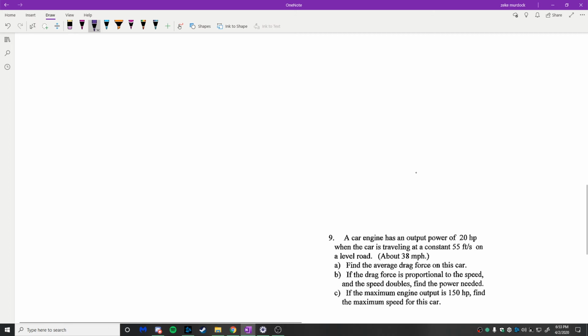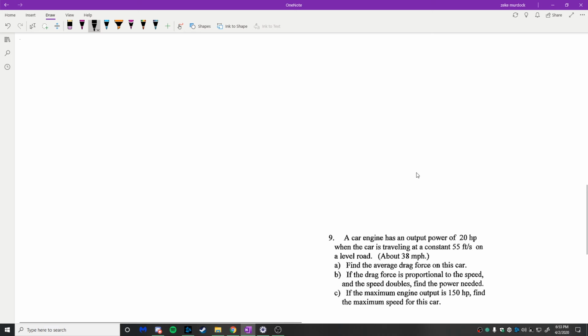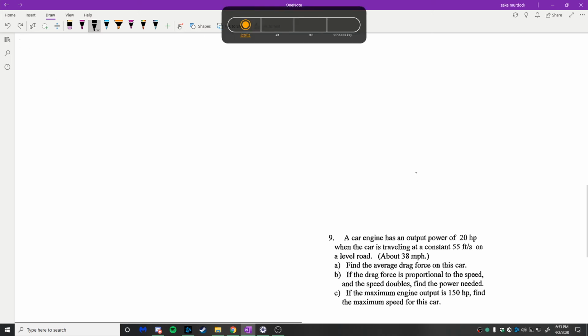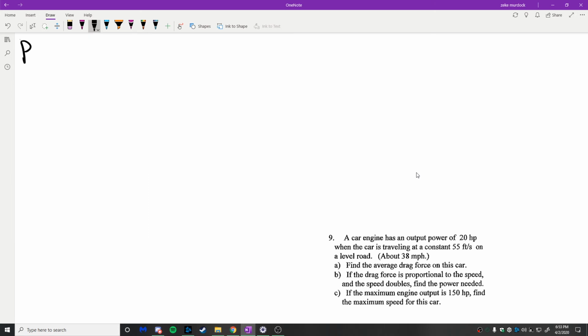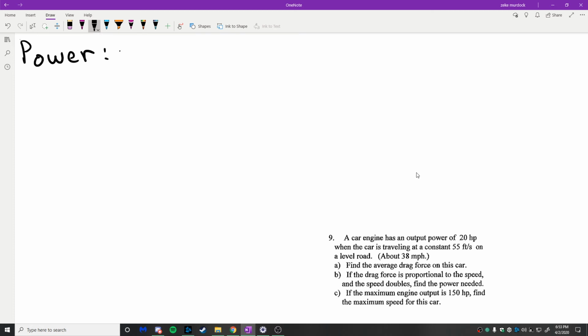Okay, so the next thing we want to do is to talk about power. And we're going to do one problem with power. So we're going to talk about power, and I'm going to do it with thicker ink. Power. Mechanical power is basically just the rate at which work is done by a system or on a system, or the rate of energy consumption.